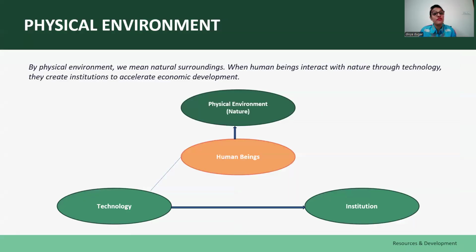Children, the definition of physical environment. Very important thing: when human beings interact with nature through technology, they create an institution which accelerates economic development. You can see here one flow chart. When human beings interact with nature through technology, they create an institution which will accelerate economic development of the country. So that's the definition of physical environment.